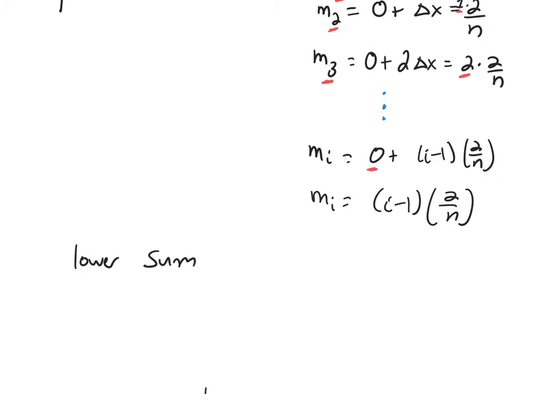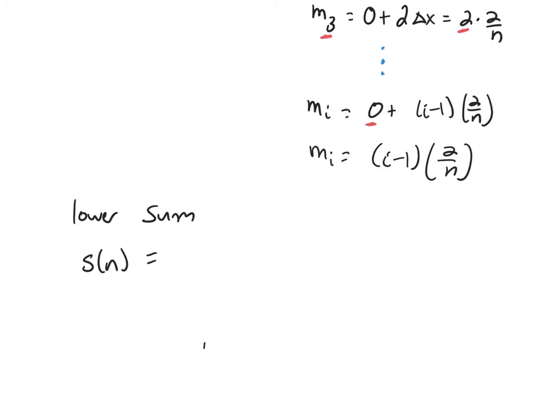So I'll go with little s sub n here for lower sum. And we're going to use our summation notation. So it's the sum from i equals 1 to n. And then the height of each rectangle comes from plugging in our left endpoint, m_i, into our function. And the width is delta x.